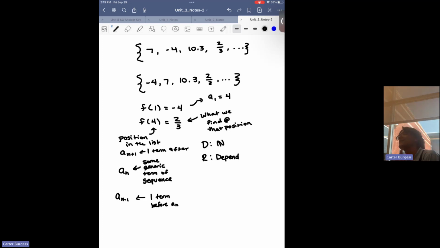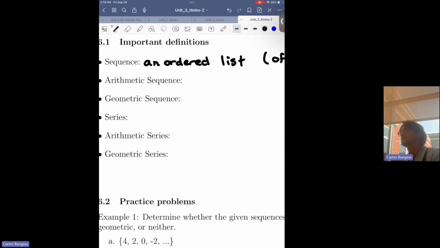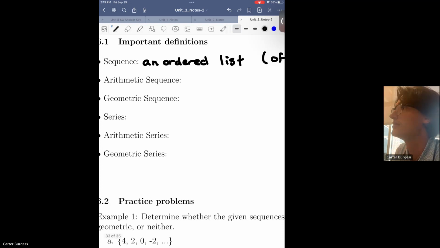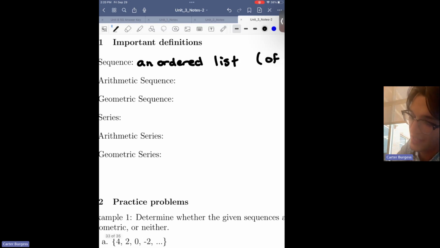Now, there are plenty of types of patterns that we could look at for sequences. We're going to focus on two. We're going to be looking at arithmetic sequences and geometric sequences, which each follow a very specific pattern. Does anyone remember what the pattern that I have to follow for an arithmetic sequence is? Yeah, it's just addition.